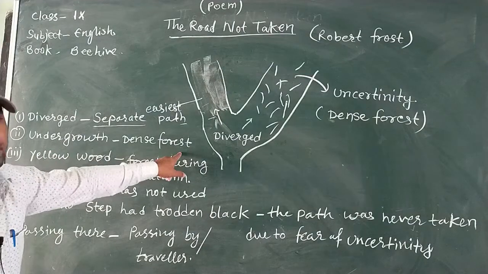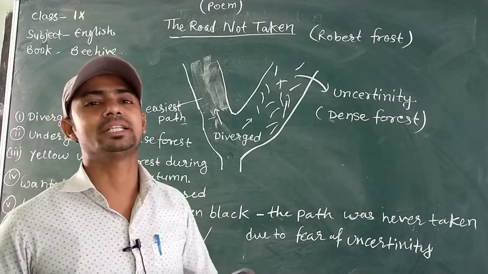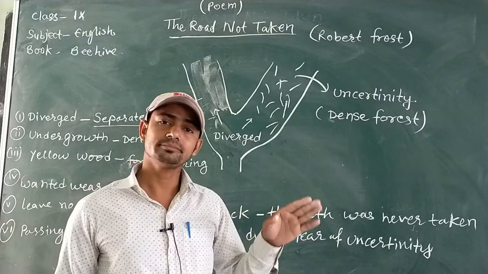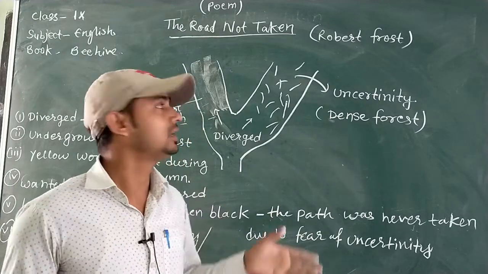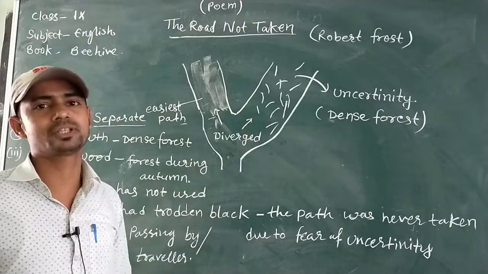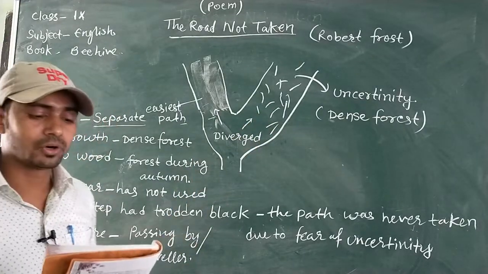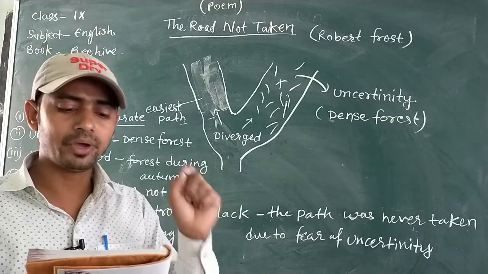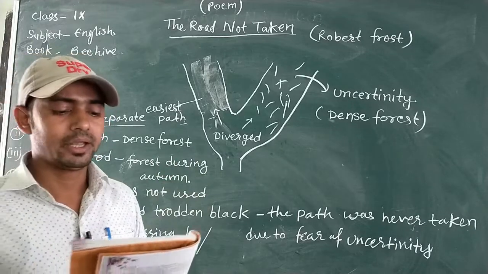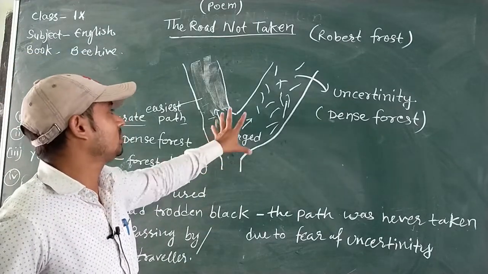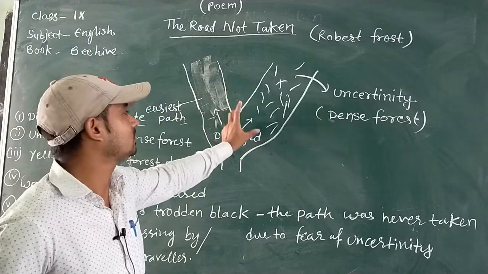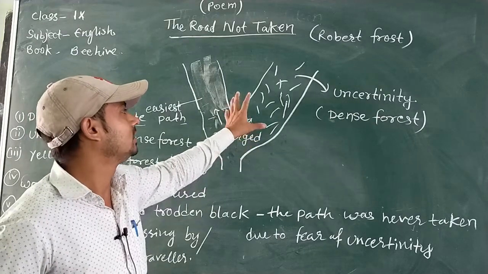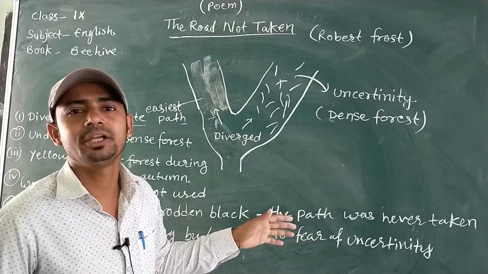Undergrowth means dense forest. Here undergrowth defines the dense forest. Remember that the poet was crossing through the forest, and it is very simple to say that the path is covered with dense forest or grassy path. So again, look down one as far as I could to where it bent in the undergrowth. The poet was watching both paths, and the path with dense forest looks uncertain, and as far as he could see it looks woody.